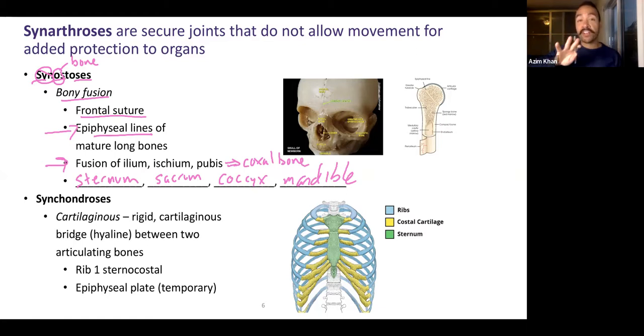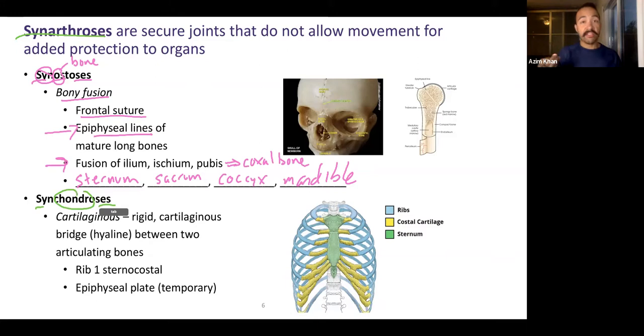Your last 4th example of a synarthrosis. Remember, synarthrosis means a joint that does not move much because you want them to be secure. And all these bones that I've mentioned, you want them to be nice and secure, usually for protection.